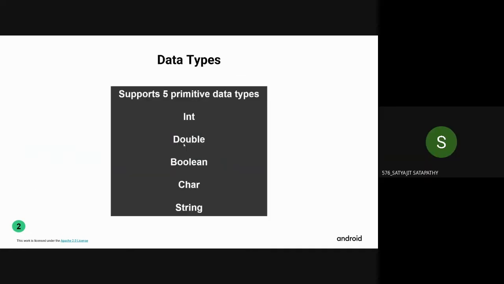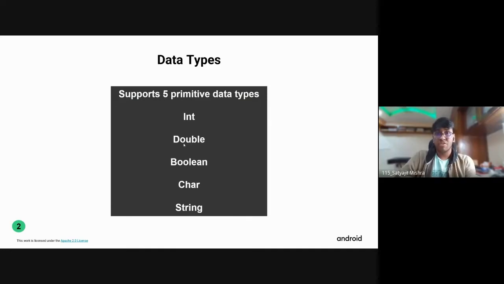Does Kotlin support dynamic typing? Yes, Kotlin does support dynamic typing. You will get to learn about it. You can use functional programming like lambdas. You have higher-order functions. We will learn about them when we actually try to make applications. Then we will use these features.